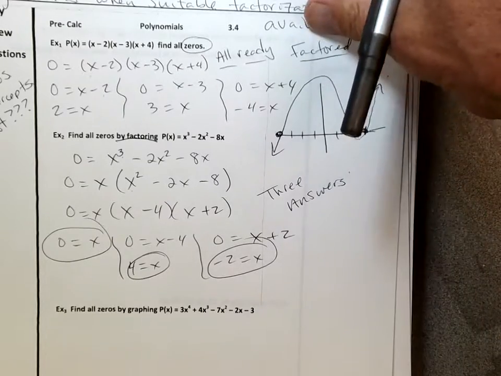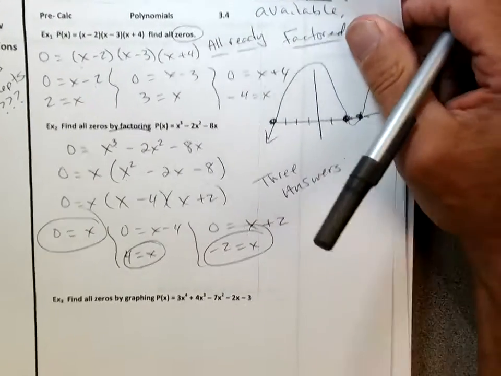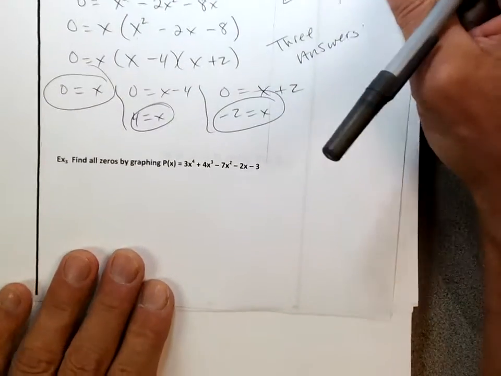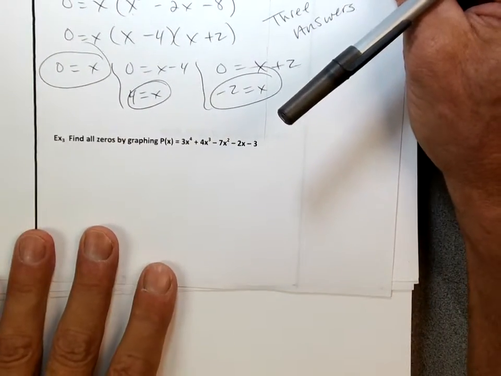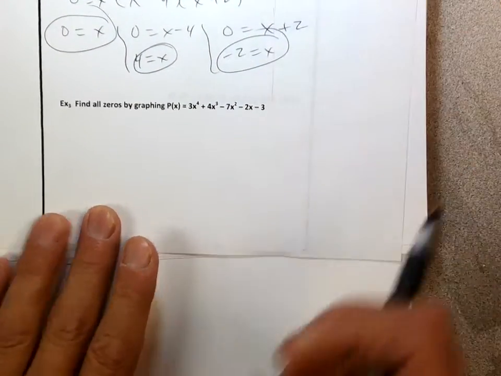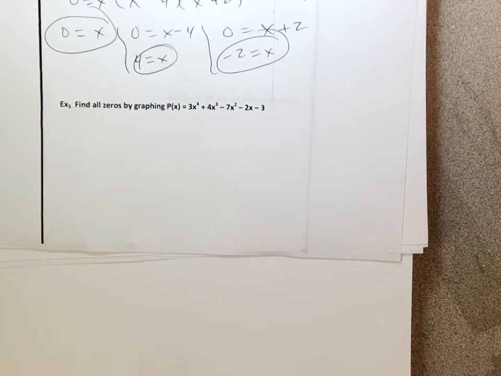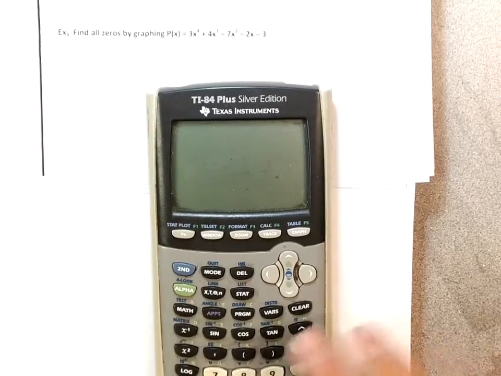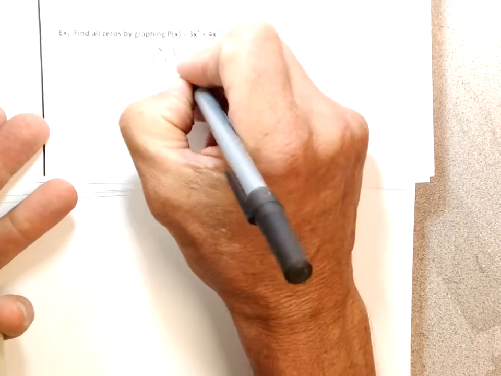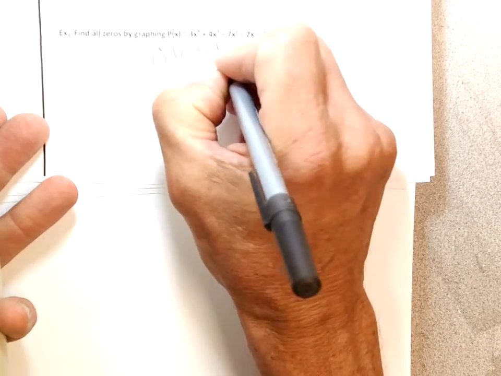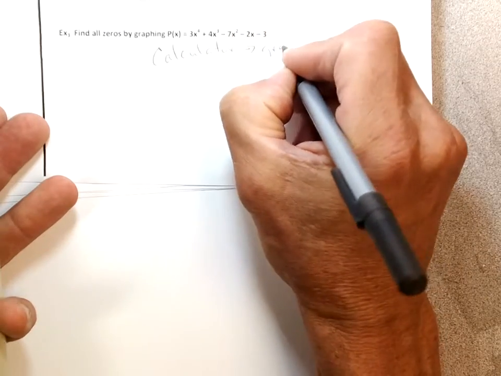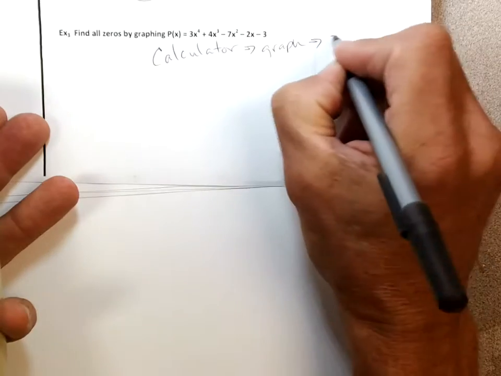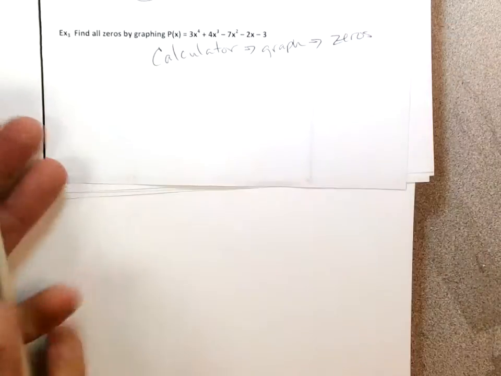Now, sometimes they don't factor. So what do we do? Well, let's use technology, okay? I mean zeros, right? We've got a button on how to find zeros on our calculator. So on this one, we're going to use our calculator. We're going to graph. And we're going to look for zeros, right? Let's see how that works.